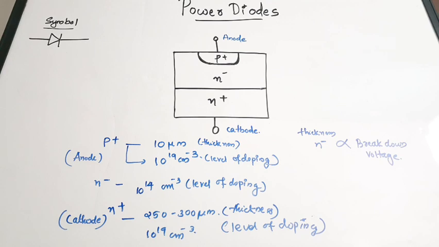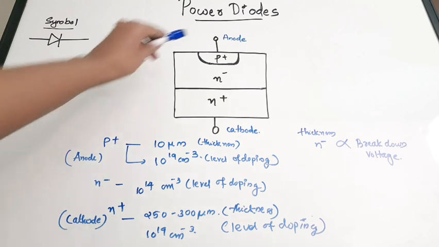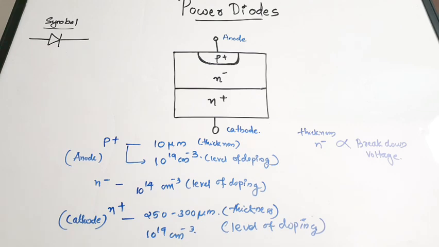Now if you see the working of a power diode, it is just like the case of a normal diode. There are two terminals, an anode and a cathode. So when the voltage of the anode is higher than that of the cathode, what will happen?